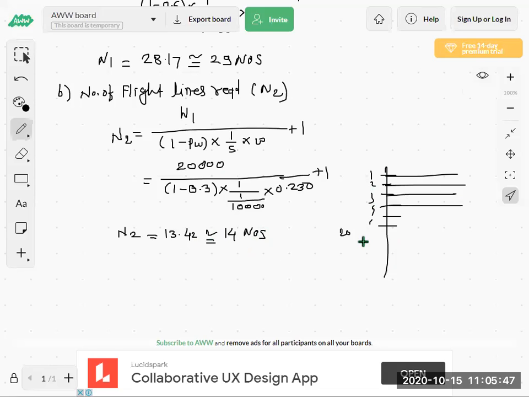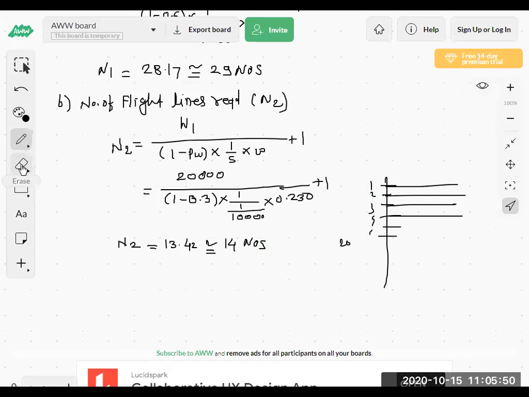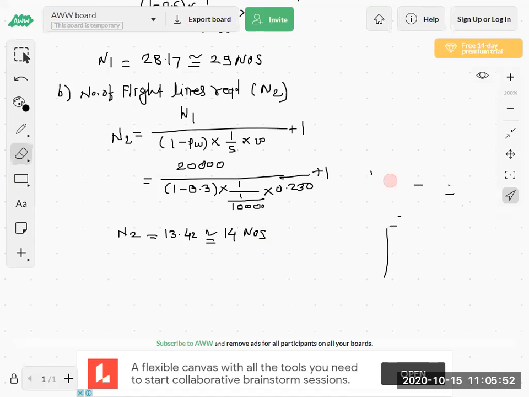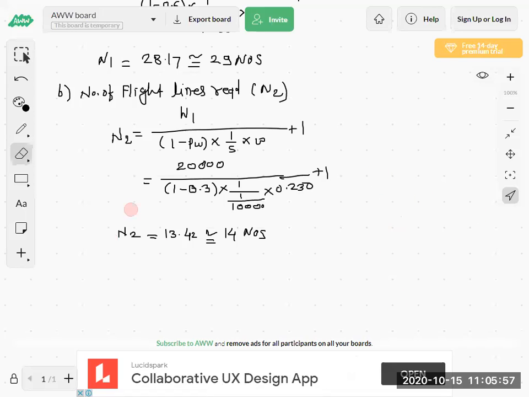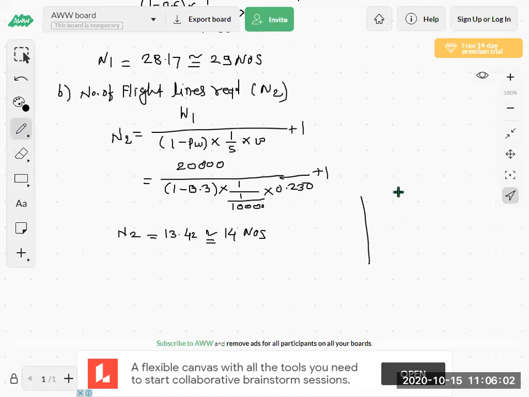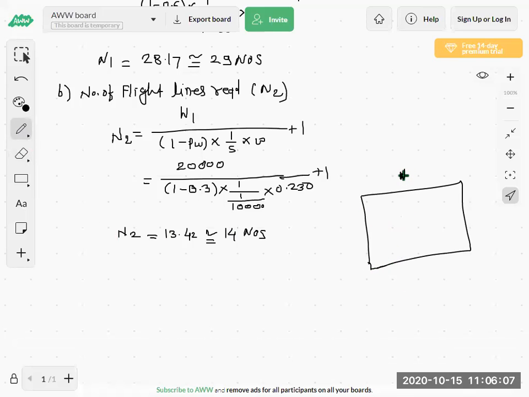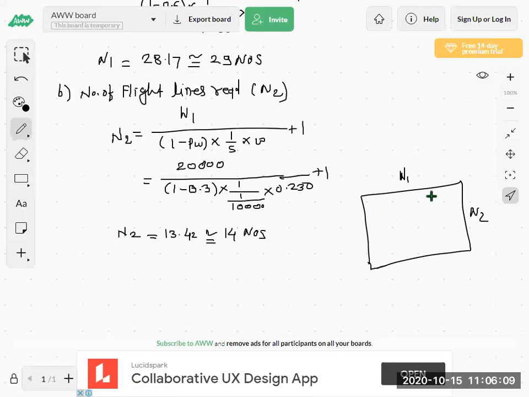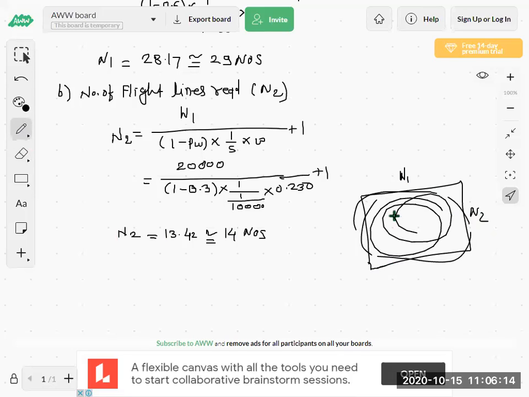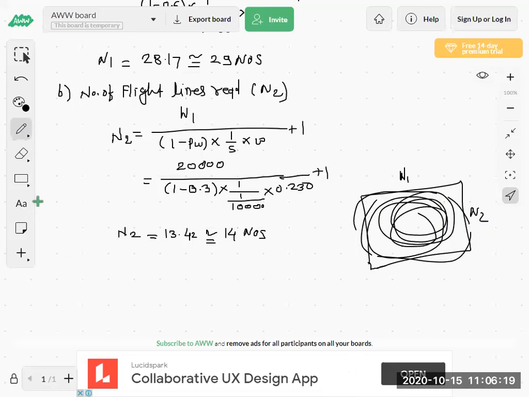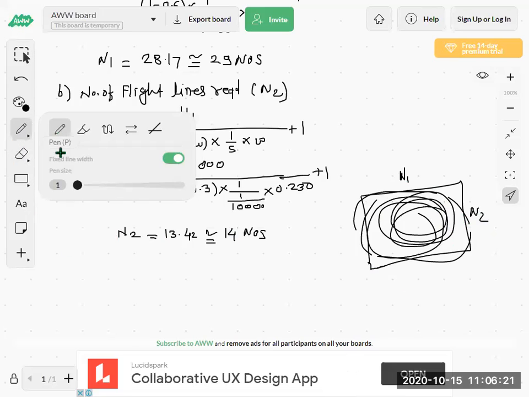Yes, Sonali also gave the correct answer. So this is the number of flight lines required, N2. So we got N1 and N2. If we have to cover this total land, here N1 is there, and N2 is there. If you multiply N1 and N2, we will get the whatever area covered by these two, that is the total number of photographs.